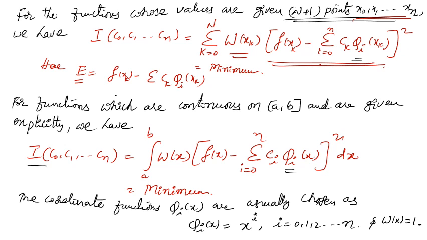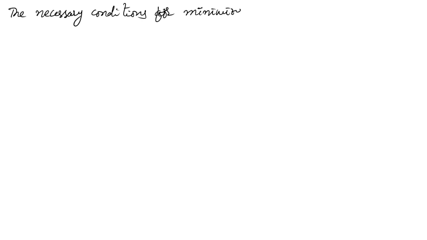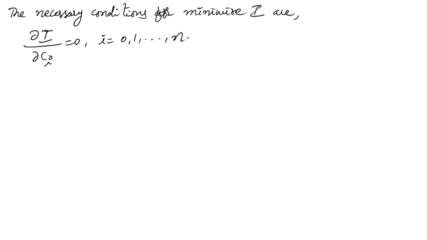Now to minimize this I, for maxima and minima, what are the necessary conditions? The necessary conditions for minimum are the partial derivative of I with respect to the arbitrary constants equal to 0, i equal to 0, 1, 2 and up to n. This gives how many equations totally? 0 to n means n plus 1 equations.